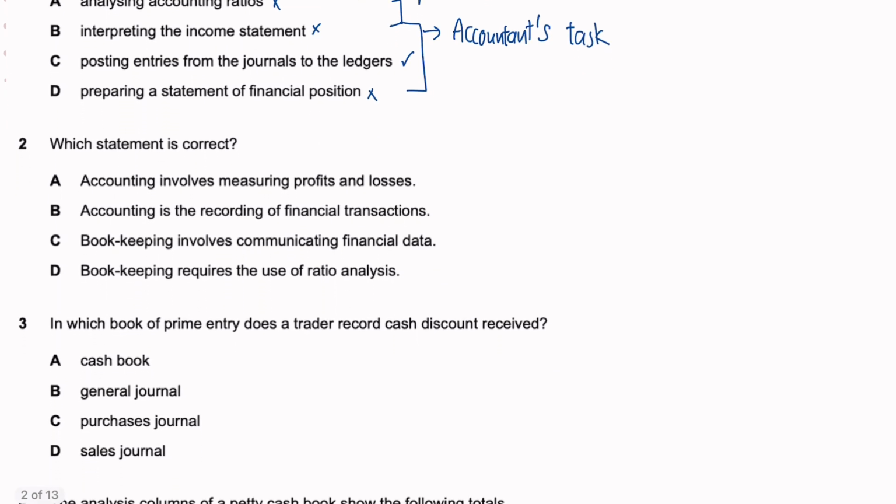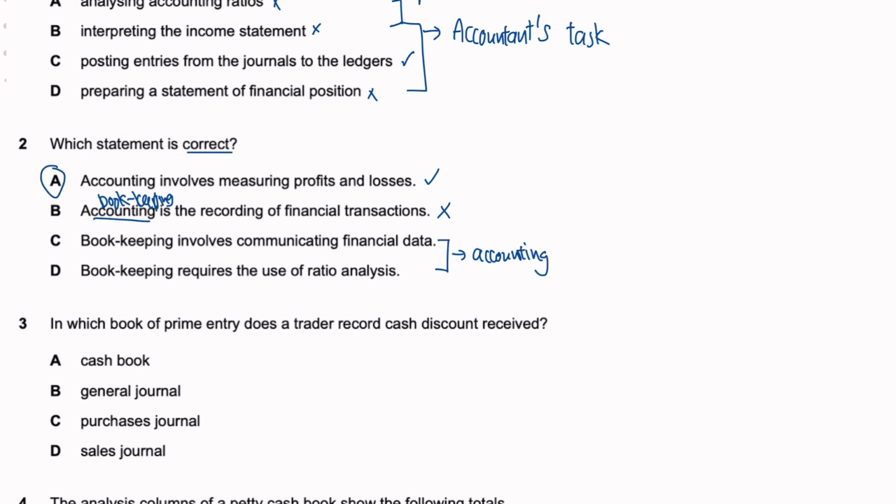Okay, move on to question 2. A. Accounting involves measuring profits and losses. So this is correct. B. Accounting is a recording of financial transaction. No. Bookkeeping is the recording of financial transaction. Okay, C. Bookkeeping involves communicating financial data. D. Bookkeeping requires the use of ratio analysis. So again, A, C, and D. So C and D, they are accounting. Okay, so only B is bookkeeping, but we need to find the correct answer, so A is the answer.